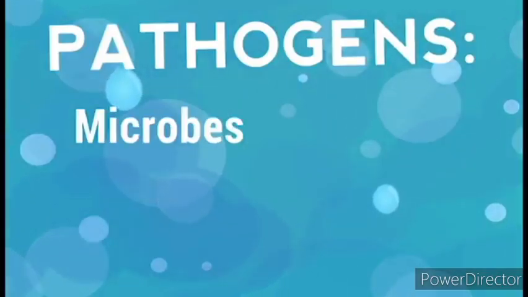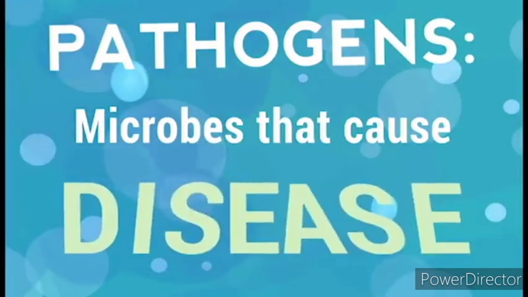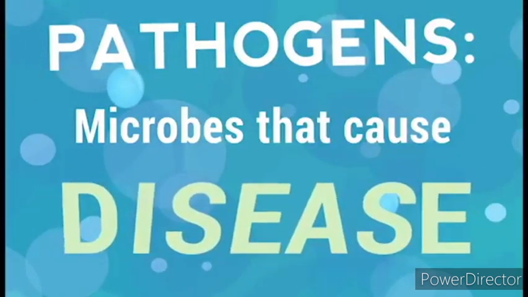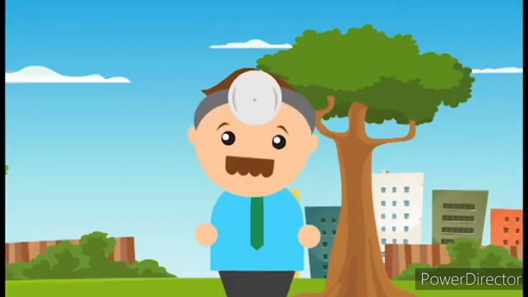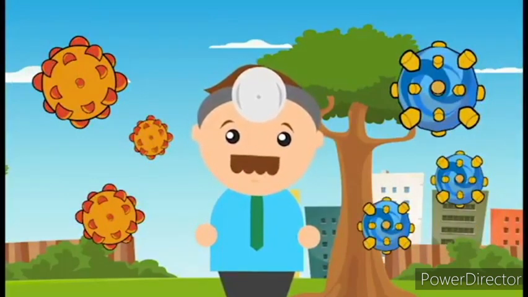Let's start with some definitions. The term pathogen most often describes any microorganism that causes a disease. These can range from simple illnesses like the common cold to more complex illnesses like tuberculosis. When one of these pathogens invades our body, we call that infection. Infection occurs when microbes like bacteria and viruses that exist all around us enter our bodies and begin to multiply.